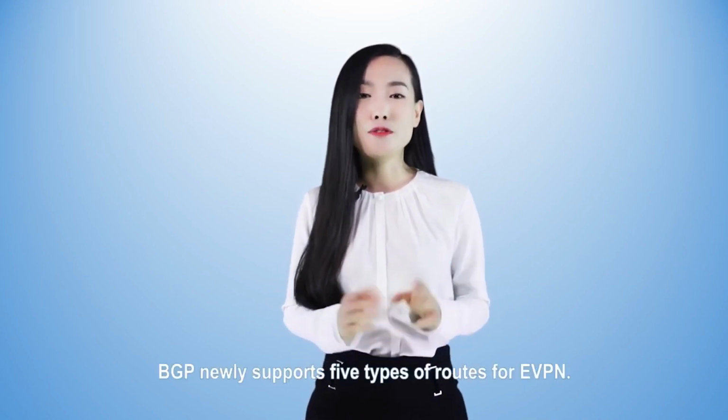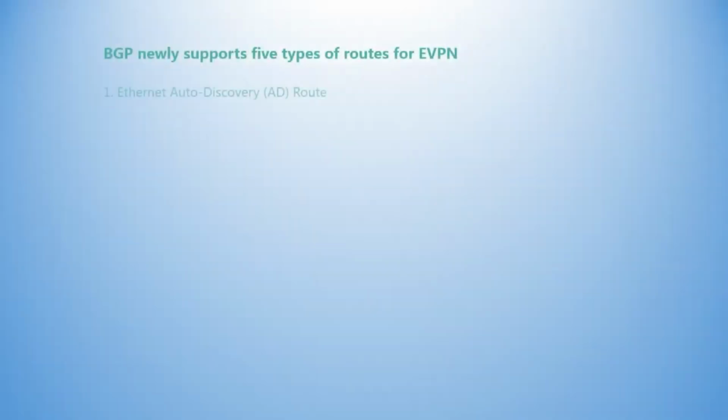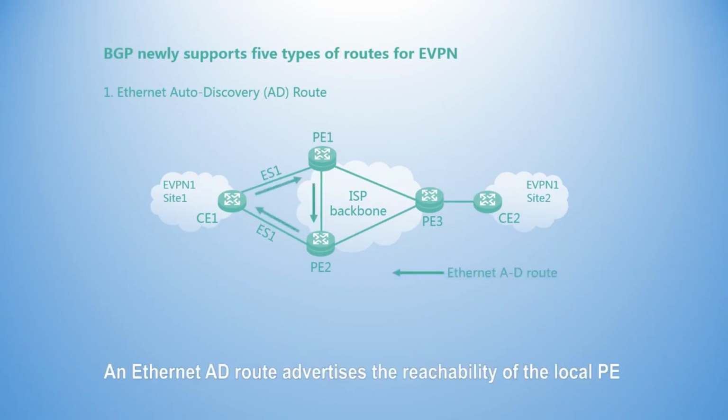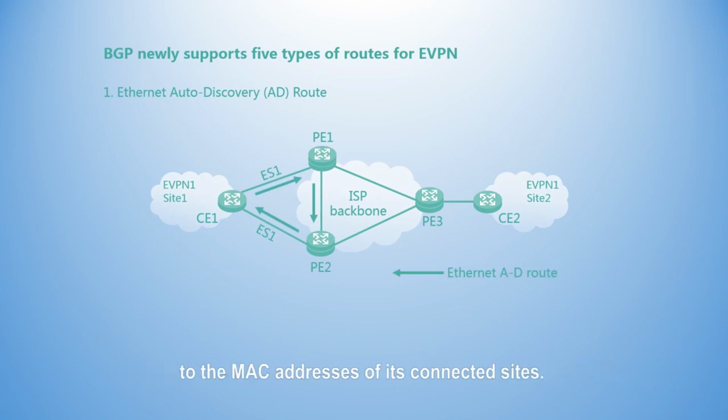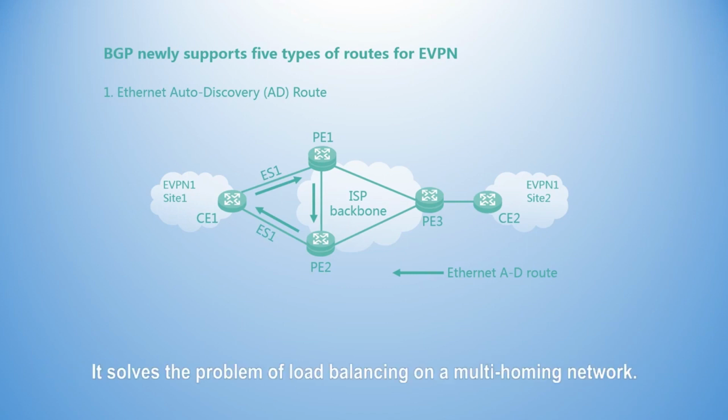BGP newly supports 5 types of routes for EVPN. First, Ethernet Auto-Discovery (AD) route. An Ethernet AD route advertises the reachability of the local PE to the MAC addresses of its connected sites. It is used for fast convergence, redundancy mode, alias, and split horizon. It solves the problem of load balancing on the multi-homing network.